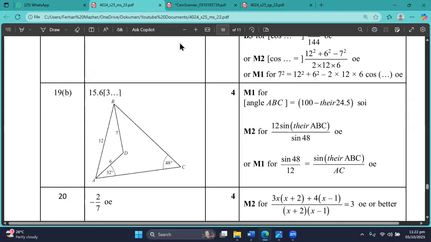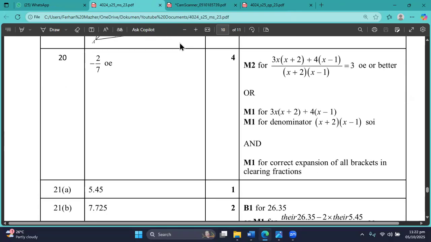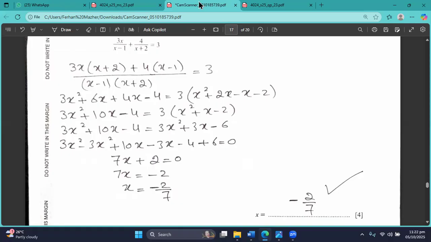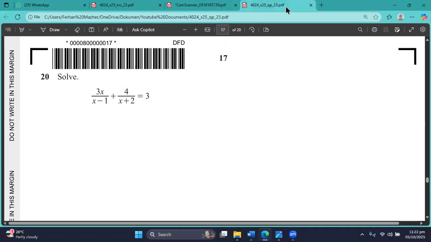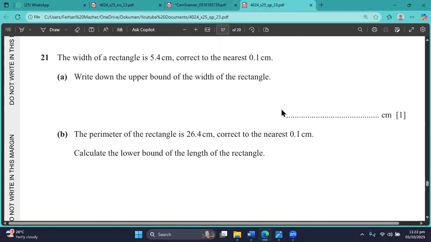It's a 4 marks part, and it's very easy. Okay. So this is how this is done. I hope you understand this. Okay. So that was question number 20. Okay, then we have question number 21.